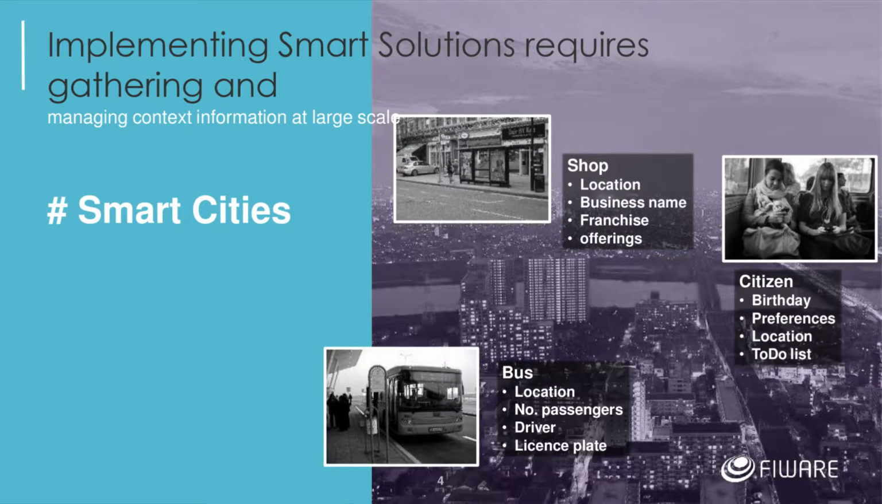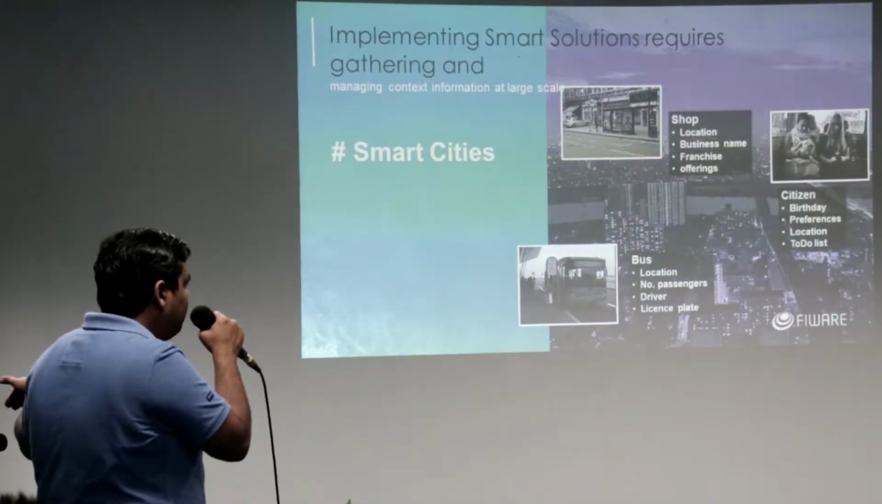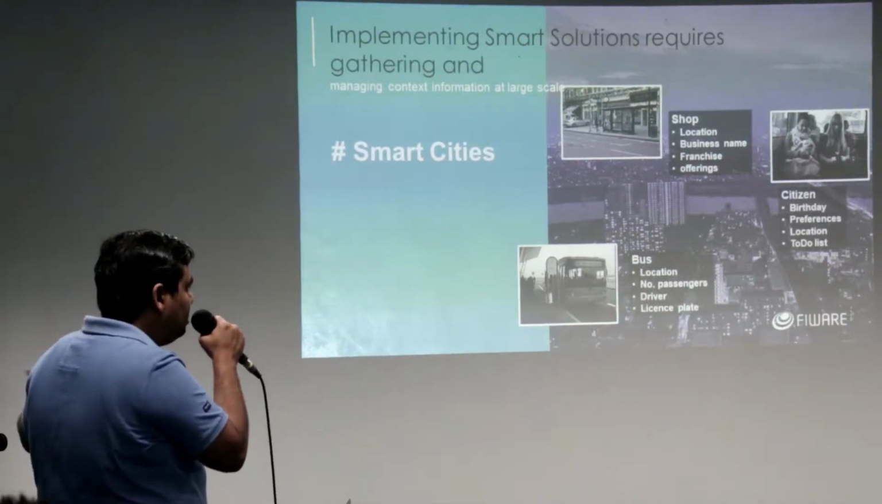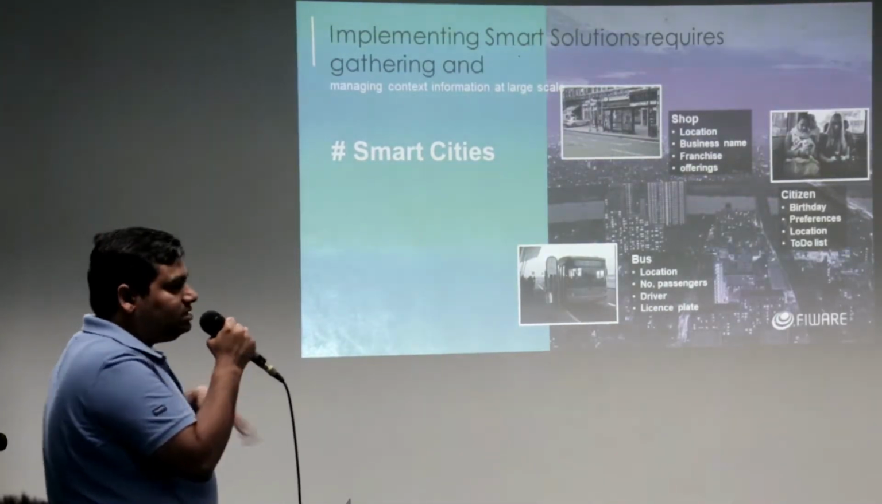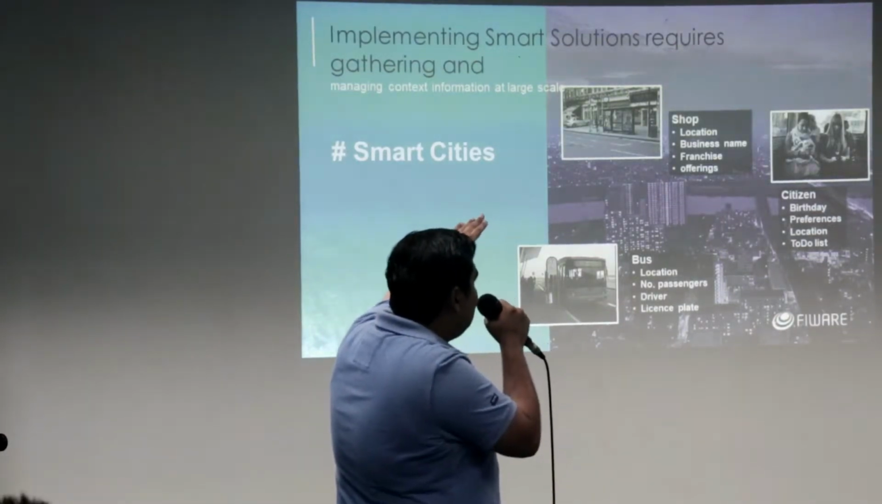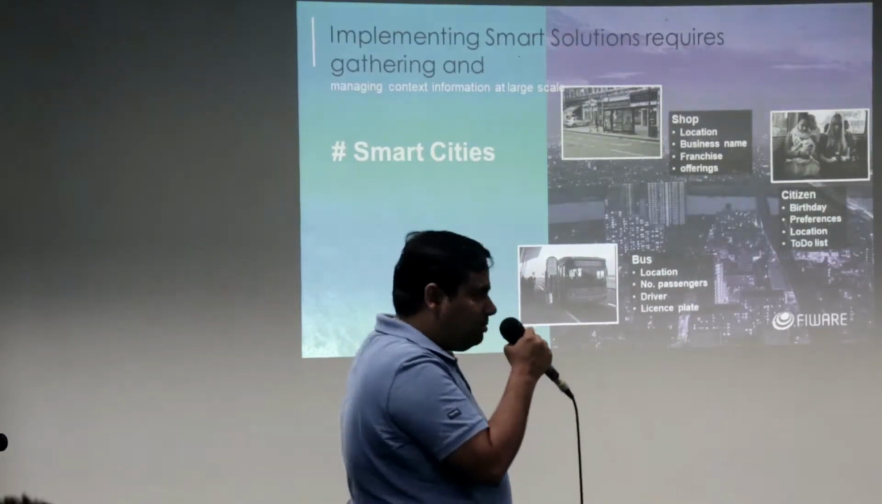So as I told you, you can express any smart object in the form of entities and attributes. Here are some examples. You can express a shop in the form of location, business name, franchising offerings. You can express a bus in the form of location, number of passengers, drivers, license plate, and a citizen in the form of birthday, preferences, location, and to-do list. When I say attributes, I'm talking about location, business name, and franchising offering, which are associated with the entity, which is the shop.